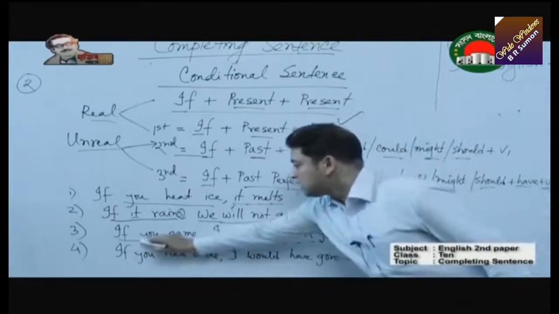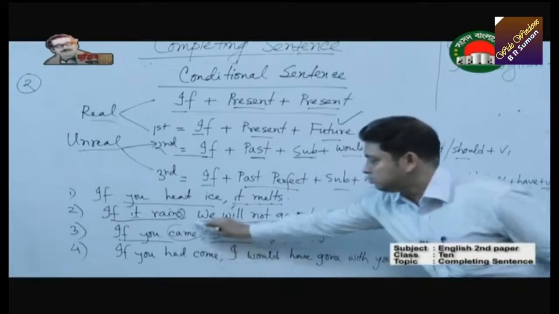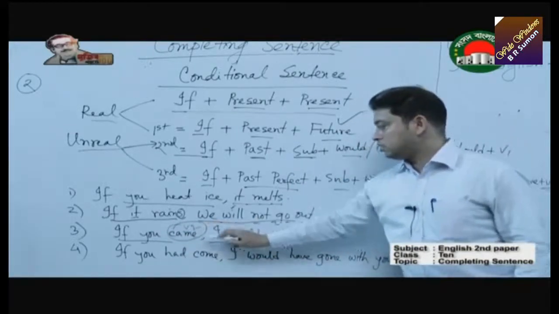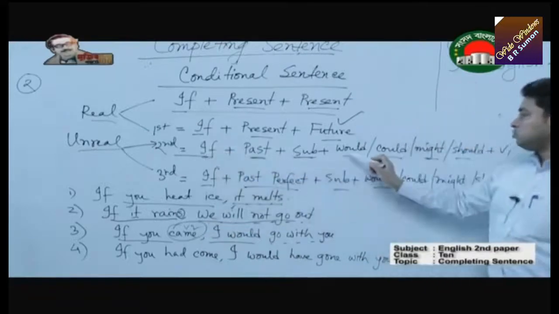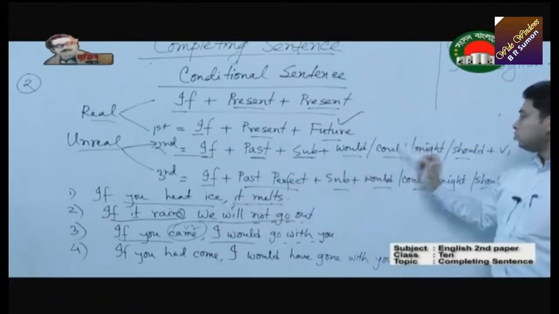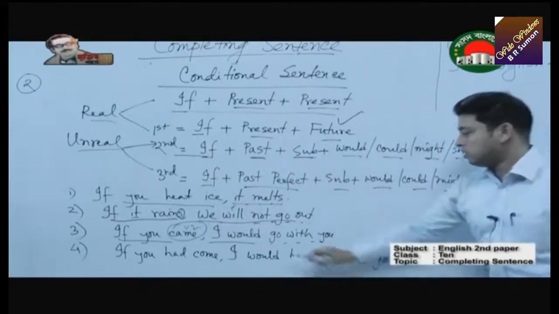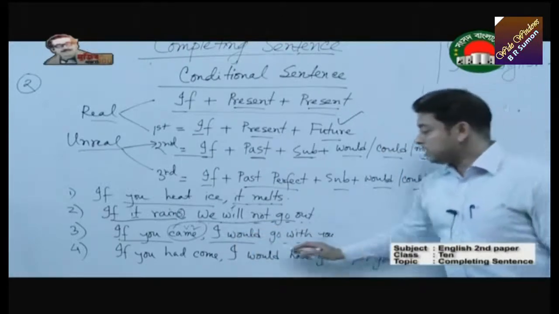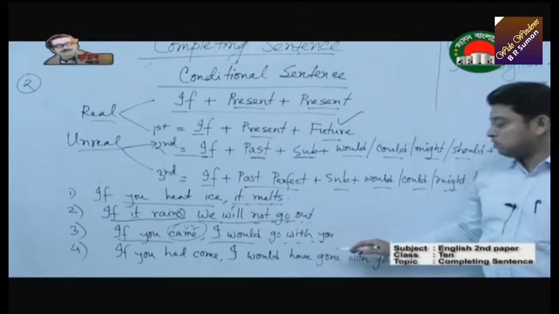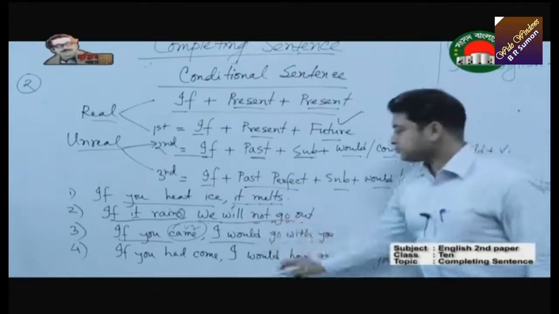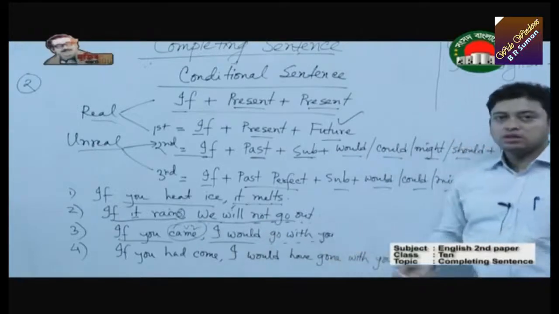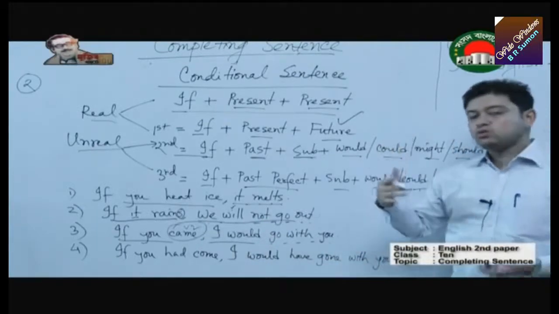So if you came, look at this verb, came, it is in past V2. Then according to this rule, it will follow would or could, might or should plus V1. Then I used "I would go with you," because we have to make a sensible sentence. In that case, you have to use a relevant verb. So, if you came, I would go with you. That means if you came in the past, I would go with you.